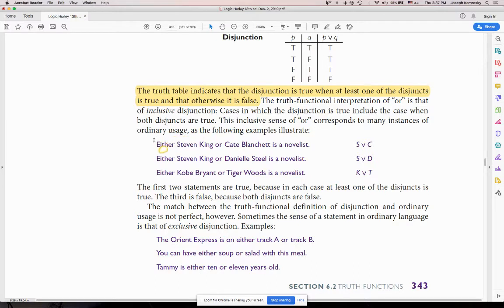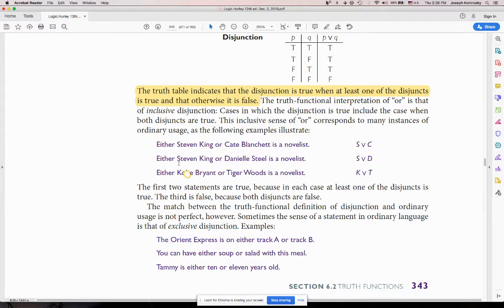We can symbolize this as S wedge C. Pretty easy, right? We know Stephen King's a novelist, so therefore the whole thing is true. Is Kate Blanchett a novelist? I actually don't know. I'd have to look that up. But it doesn't even matter if that's true or not, because we already know this side's true. And according to this, as long as we have one side true, the whole thing is true.